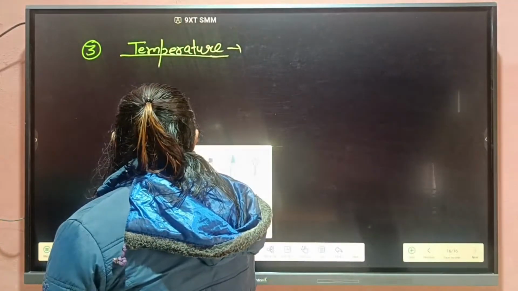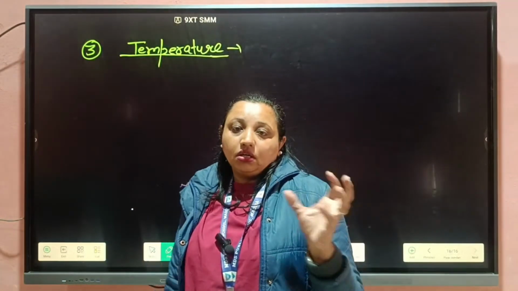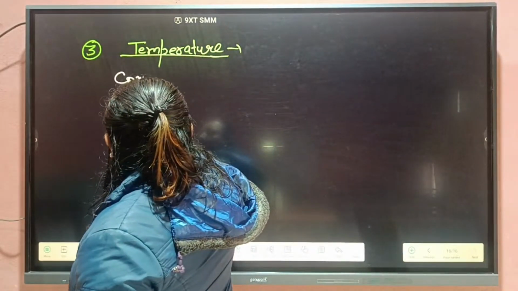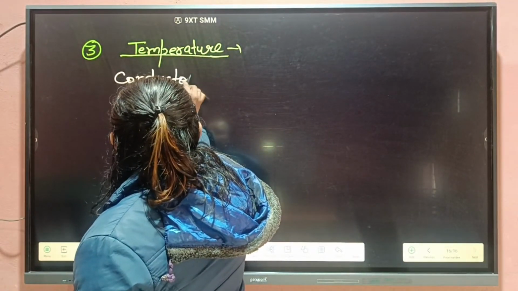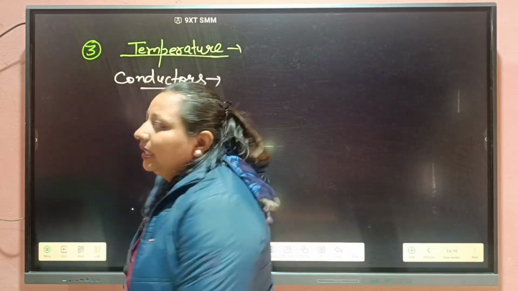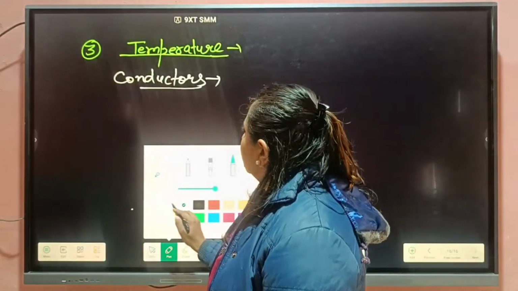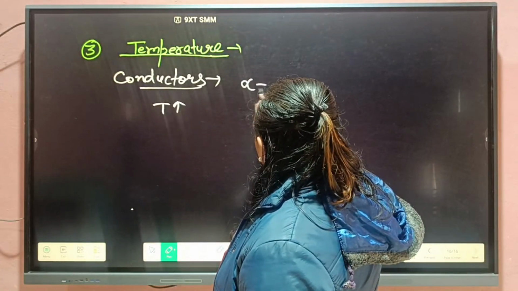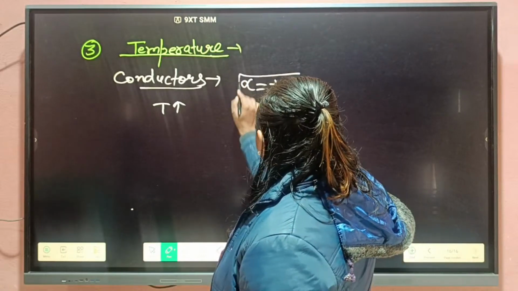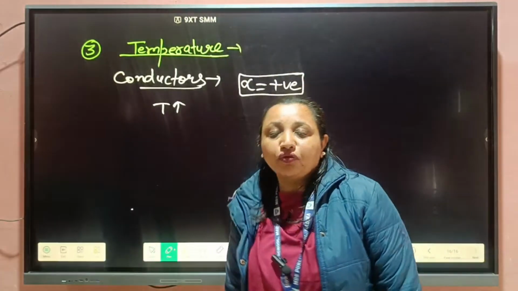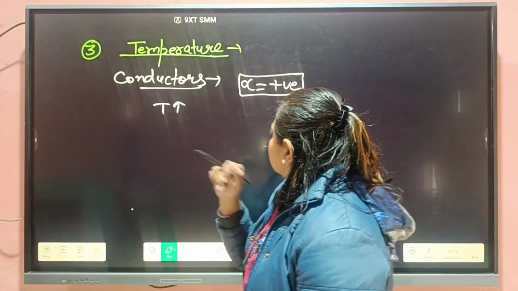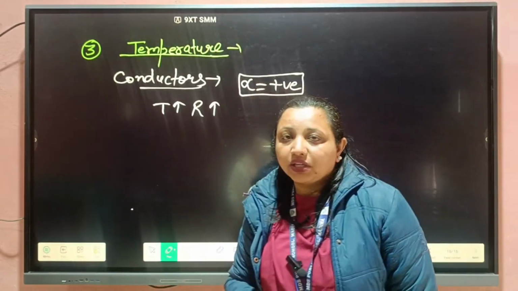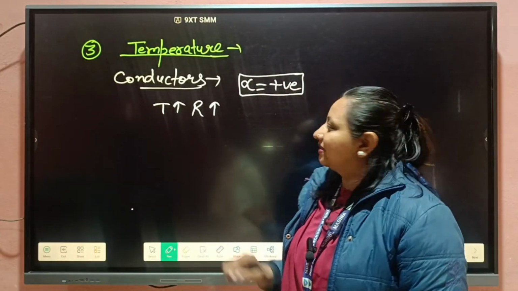Here we only talk about the dependency of resistance on the temperature of the conductors. Generally, metals are good conductors of heat and electricity. So in the case of conductors, the temperature coefficient alpha is positive. So when we increase the temperature, the resistance of the conductors also increases, right?